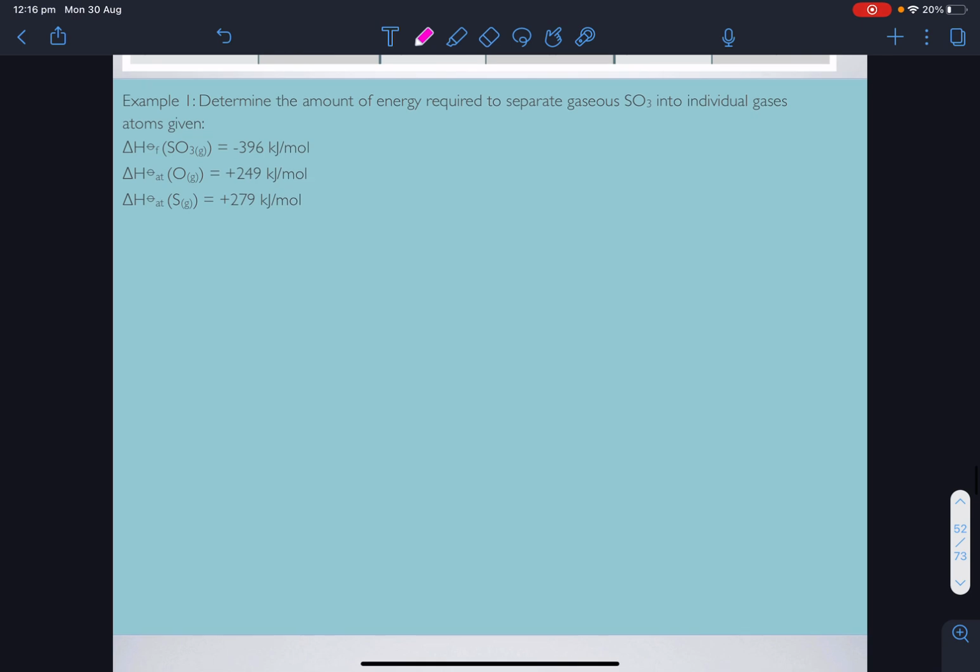Determine the amount of energy required to separate gaseous SO3 into individual gases, given the heat of formation of SO3, the heat of atomization of O, and the heat of atomization of sulfur, okay? So we're starting down here as SO3 gas, okay? And then we're going up to some energy point where we've got the elements in their natural state.